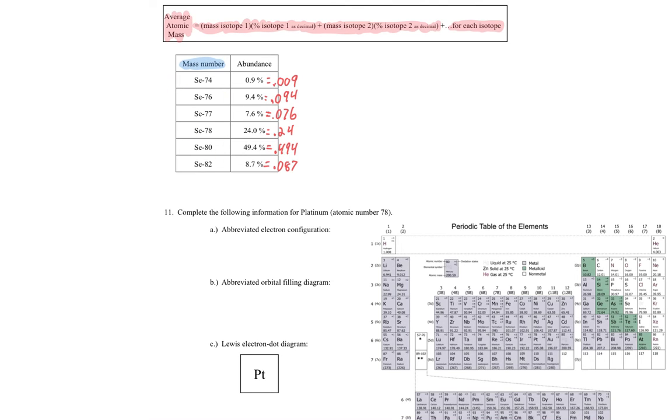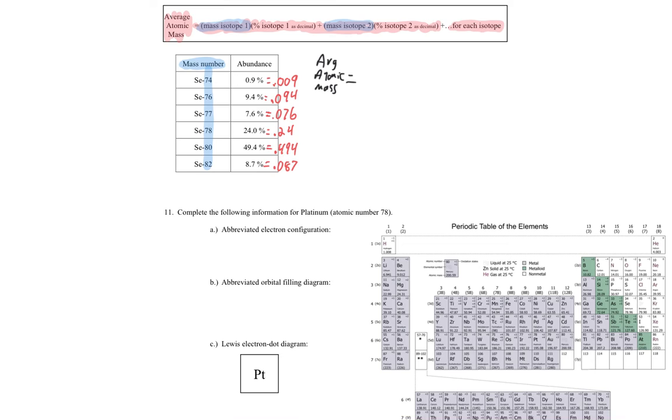This other column shows us the mass numbers. They are the numbers after the symbols. So the first mass is 74, then 76, then 77, 78, 80, and 82. So it's these masses times these percents as a decimal. And then we add them all together to find the average atomic mass. So there are 1, 2, 3, 4, 5, 6 isotopes. So I got to do mass times percent as a decimal 6 times.